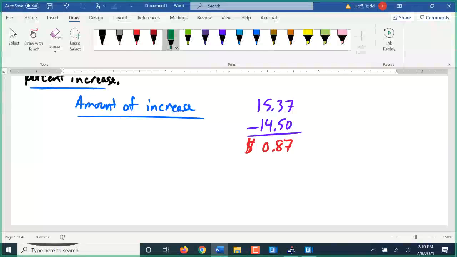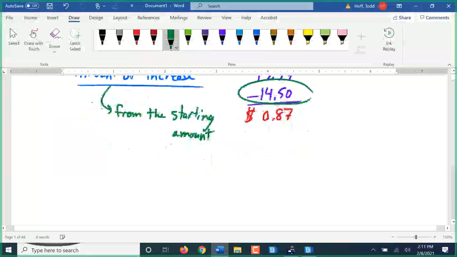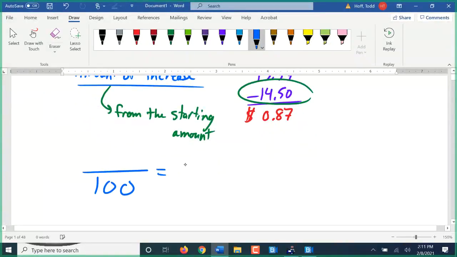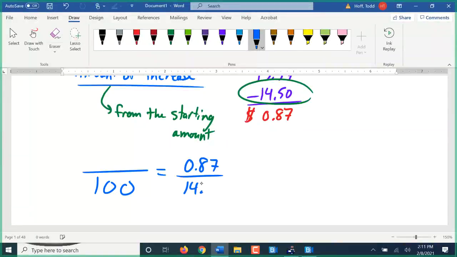Percent, we have to figure out the percent of what? And the percent increase is always figured from the starting amount. Starting amount here is the $14.50. So our percent is blank out of 100 equals 87 cents out of $14.50.